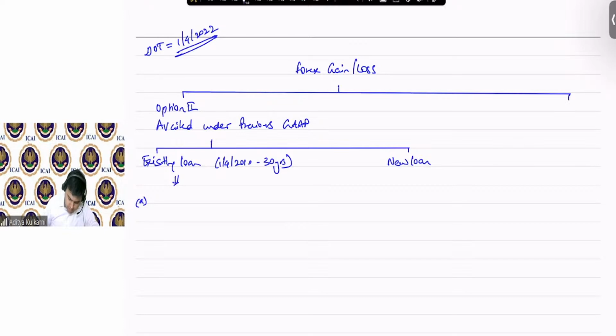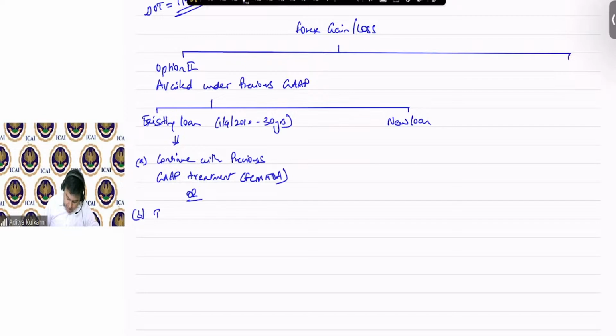A. Continue with the previous GAAP treatment, that is FCMITDA, or B. You can say, forget it, why would we maintain FCMITDA now? Ind AS 21, P&L over balance tenure. Over balance tenure. So this is something which is given.